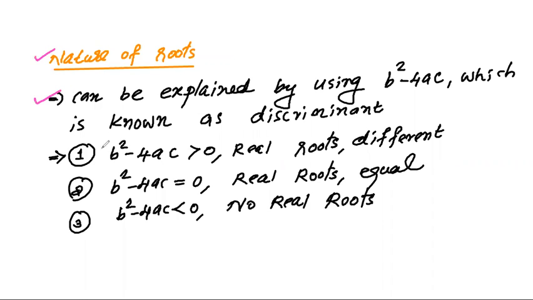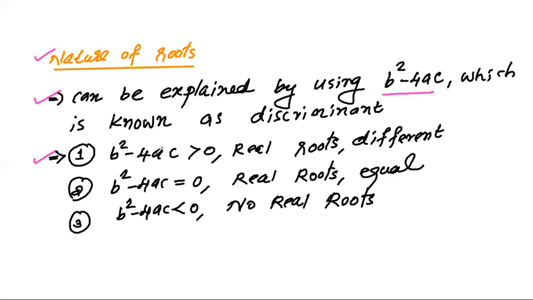So nature of roots can be explained by using the term b square minus 4ac, which is known as discriminant, which means that in order to check the nature of roots of a quadratic equation, there is no need to use the entire quadratic formula. Instead, it is enough to use the term b square minus 4ac, which is known as discriminant. And according to discriminant method, three cases are there. All of you listen here.